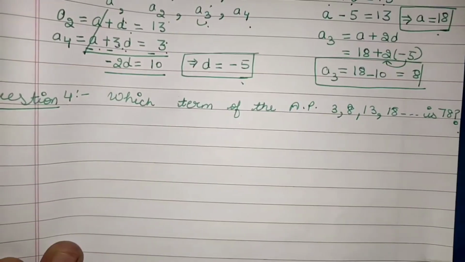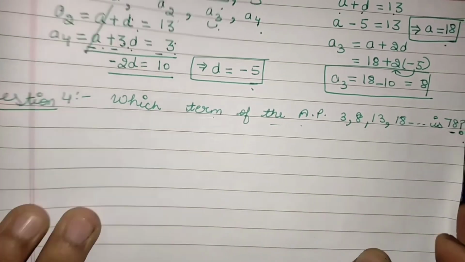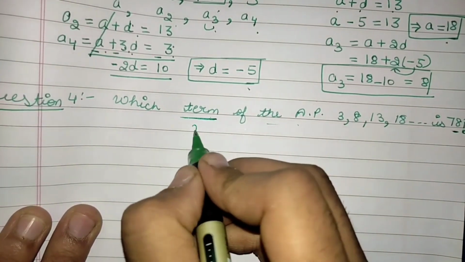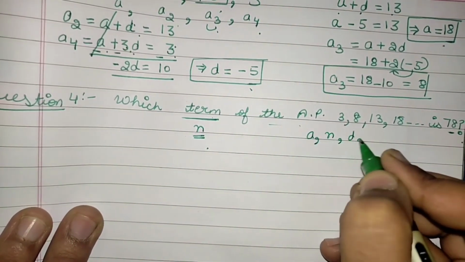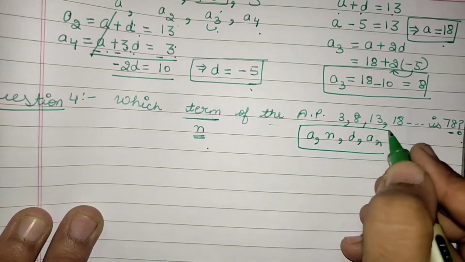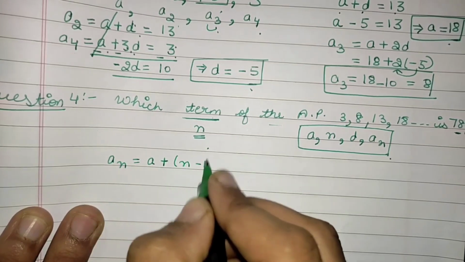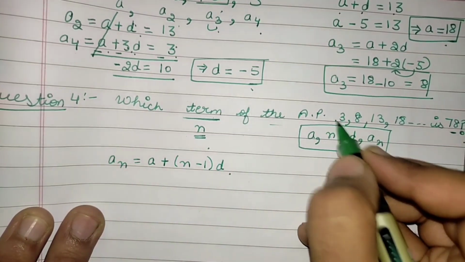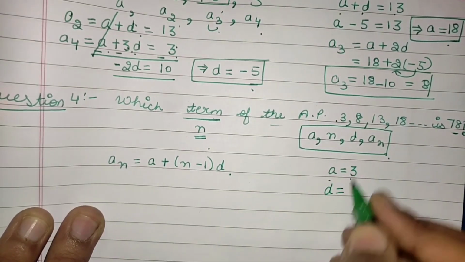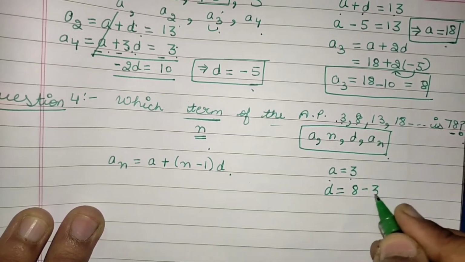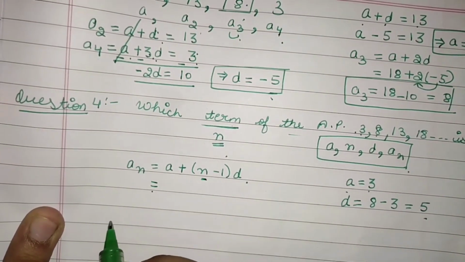Okay. Moving to question number 4. Question number 4 says, which term of the AP is 78? Which term means I have to find out the value of n. I have told you that whichever value among these four you have to find out, you have to simply use the formula an is equal to a plus n minus 1 into d. From this AP you can see that a is equal to 3 and the common difference is 8 minus 3, which is equal to 5. So put the values and you will get your final answer.